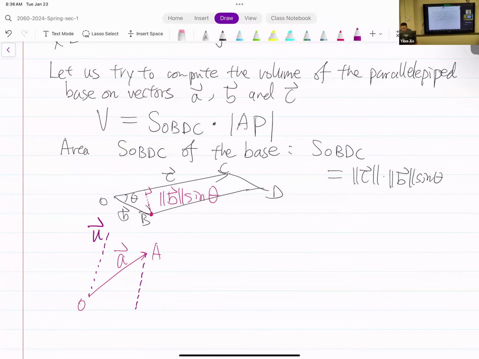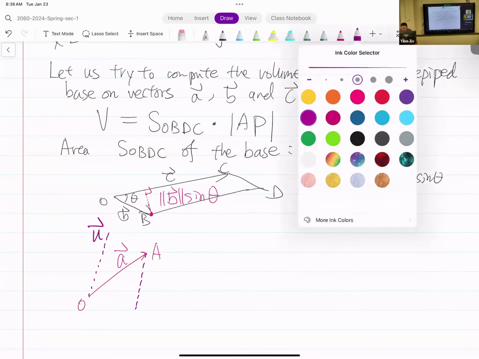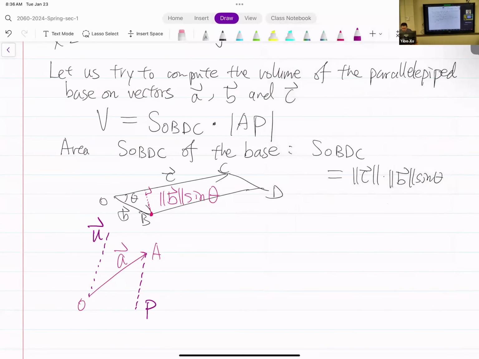And then what do we know about this AP direction? The AP direction is perpendicular to the base. So we don't really need the entire base to be sketched, but this OP direction, this part, represents the base.